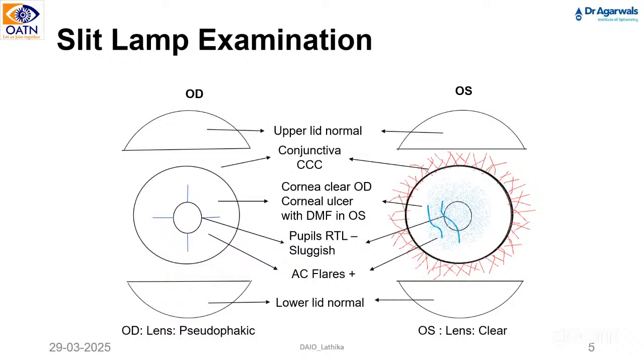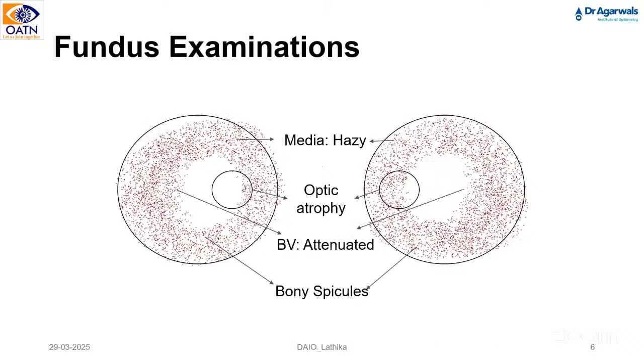The slit lamp examination shows circumciliary congestion of the conjunctiva in both eyes, along with corneal ulcer with Descemet's membrane folds in the left eye. Pupils are reacting to light but sluggish in both eyes. Presence of anterior chamber flares in both eyes is seen. The right eye's lens is pseudophakic. Fundus examination. The fundus examination revealed hazy media in both eyes, along with optic atrophy, attenuated blood vessels, and bony spicules in both eyes.